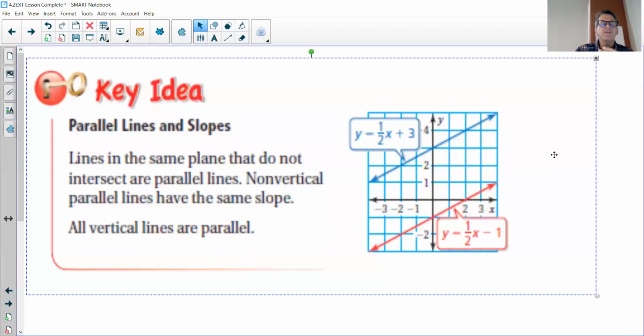Okay, sorry about that. I forgot the announcements were coming on. So today we talked about two key ideas. We are in 4.2, so chapter 4, section 2, extension.